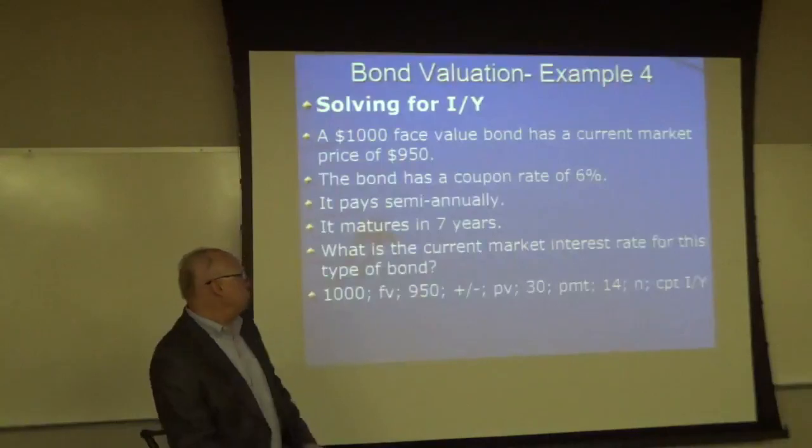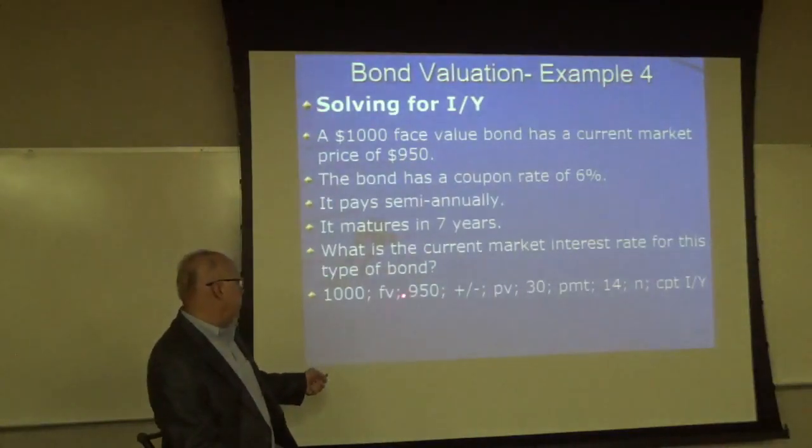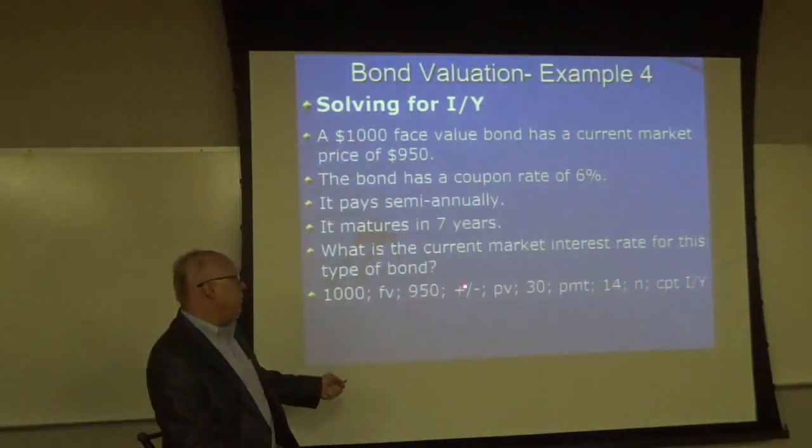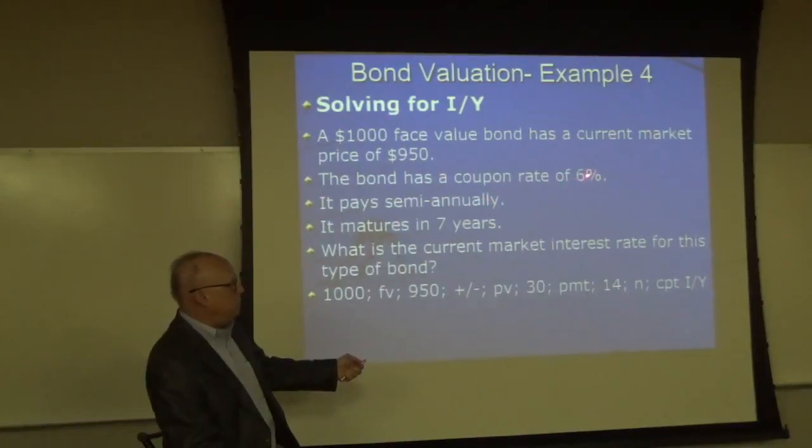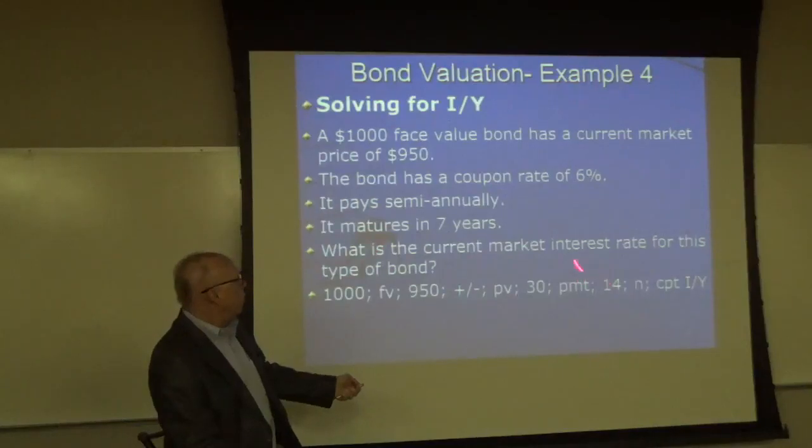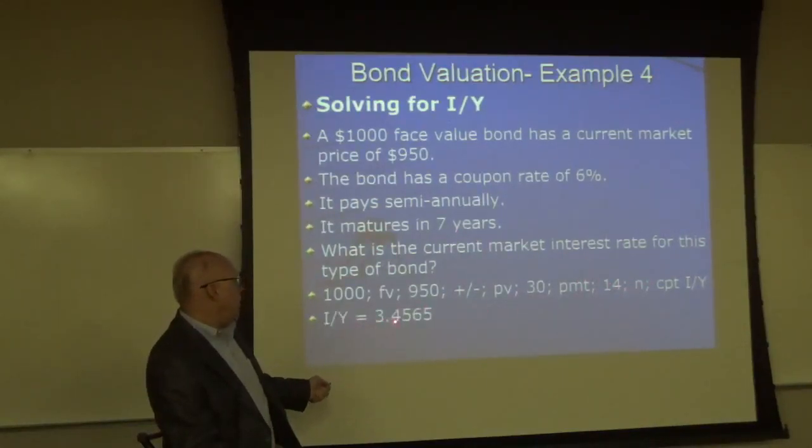All right, so let's look at it. So 1,000 is our future value. 950 plus minus is our present value. 30 is our payment, which is 6% divided by 2, our coupon rate divided by 2, times 1,000. So that's 0.03 times 1,000. 30 is our payment. 14, 7 times 2, 14 is our N. Compute IY. And we get 3.4565. That is our semi-annual IY.